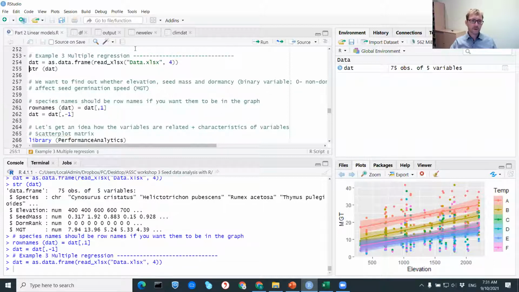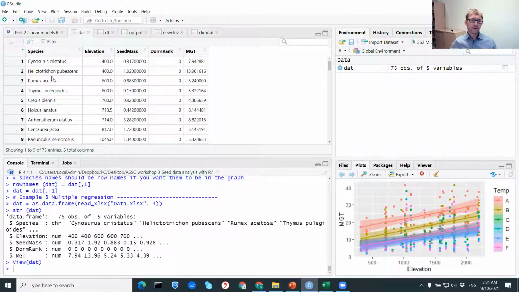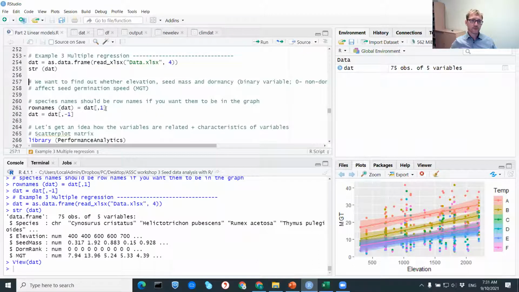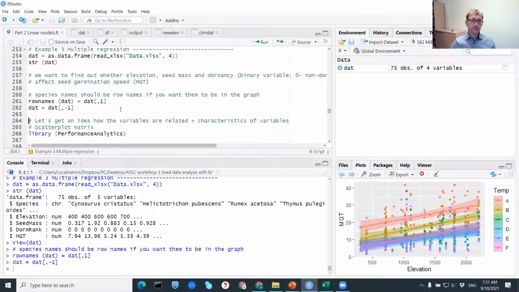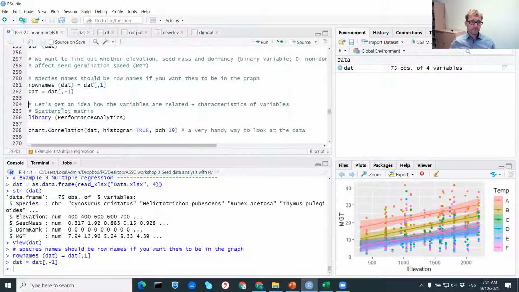Because here, I don't really want to have the species names in the column. So I use the species names as row names. And in a while, you will see why it is important. So now my modified data set looks like that. This is the data for Tyrannosaurus cristatus, Helictotrichum pubescens, and so on and so forth.